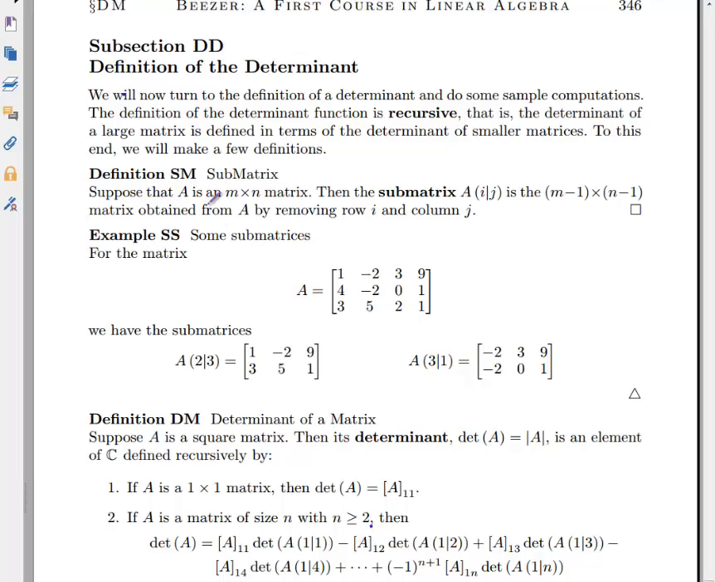All right, so that was kind of a distraction. We'll get back to elementary matrices later. Let's get back to determinant.